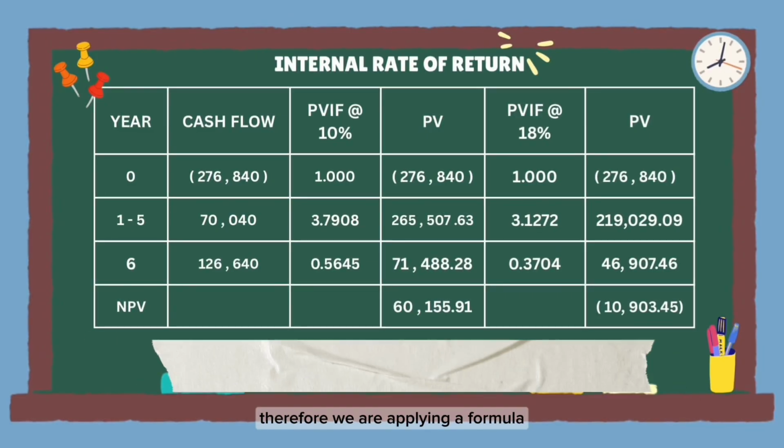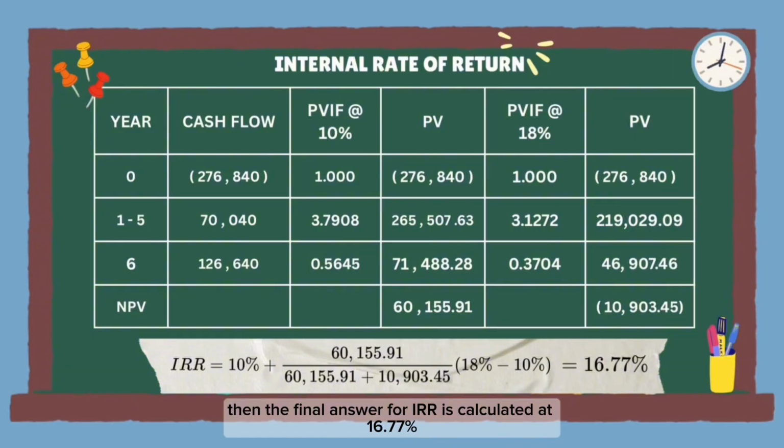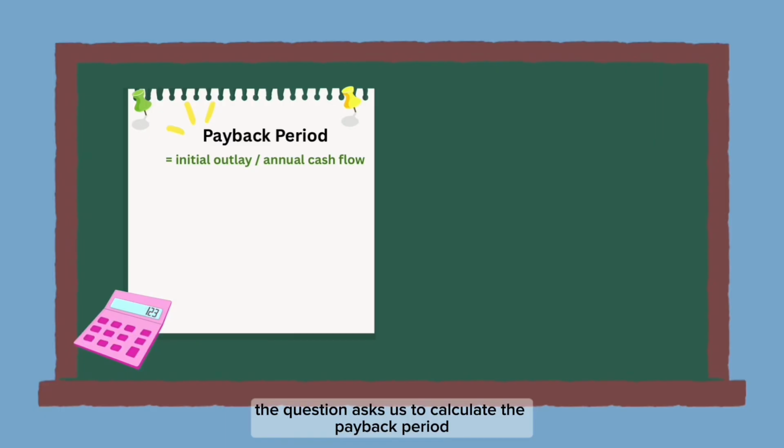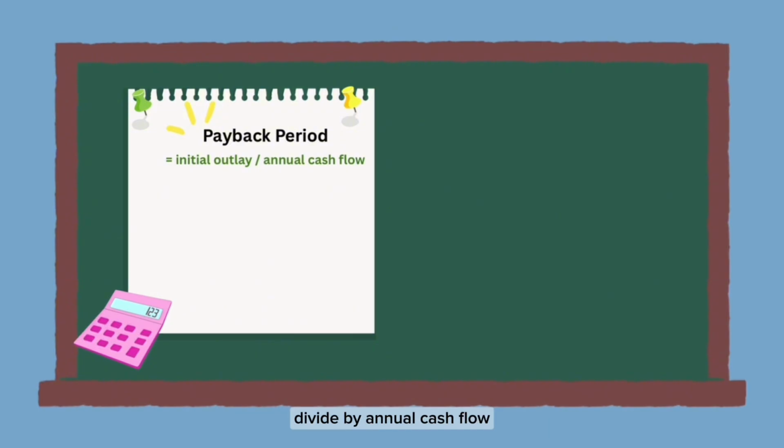Therefore, we apply a formula. Then the final answer for IRR is calculated at 16.77%. Moving on to the next question, the question asks us to calculate the payback period. So the formula of the payback period is initial outlay divided by annual cash flow, and then we calculate using the formula, and the final answer is 3.95 years.